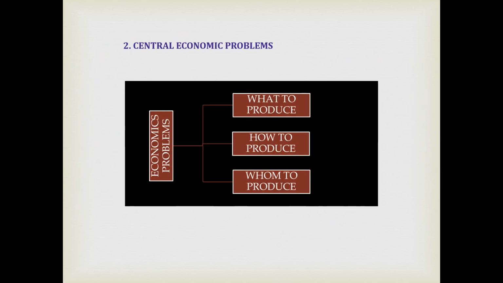And the second one is central economic problems. Economic problems concern the ends to be achieved. The main aspects of an economic problem are what to produce, how to produce, and for whom to produce. In what to produce, resources are limited, but wants are unlimited. Hence, it becomes important to decide what goods are to be produced.